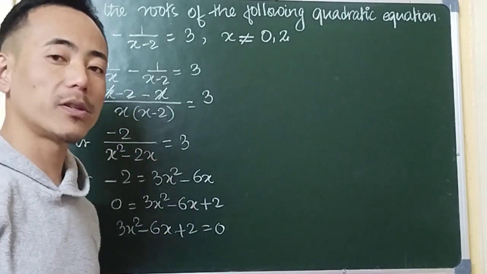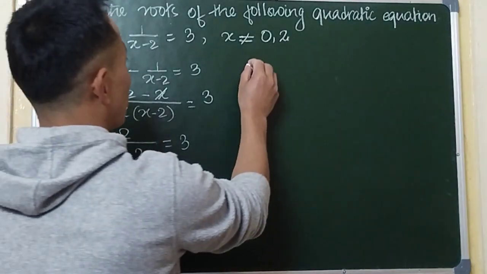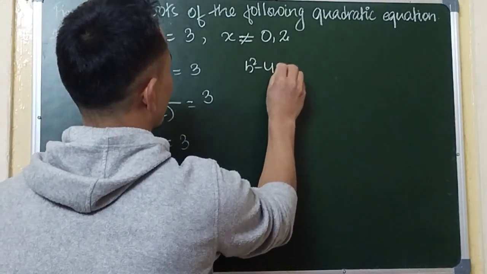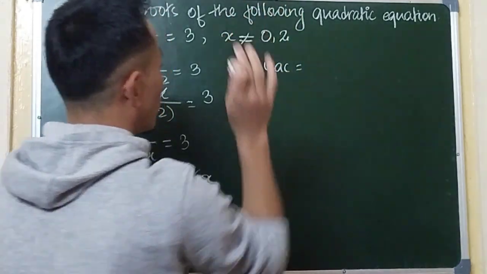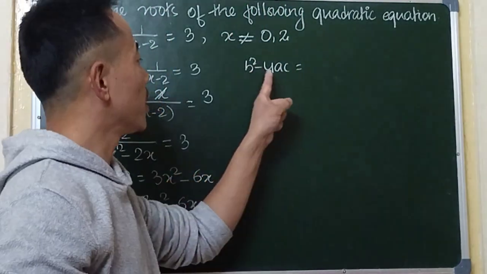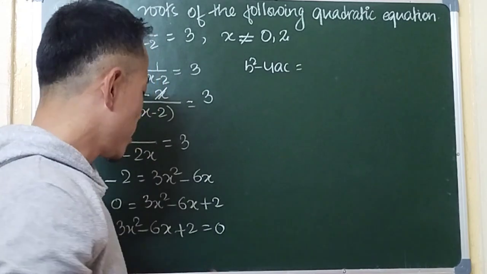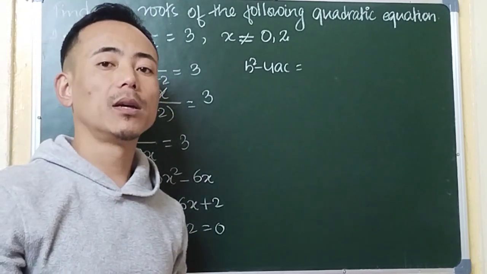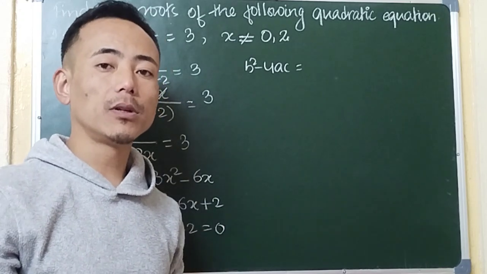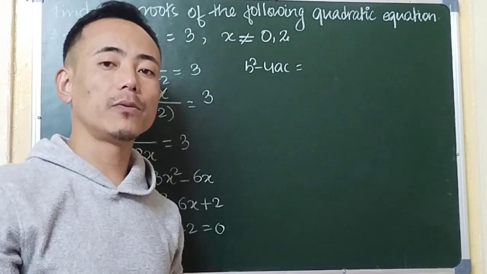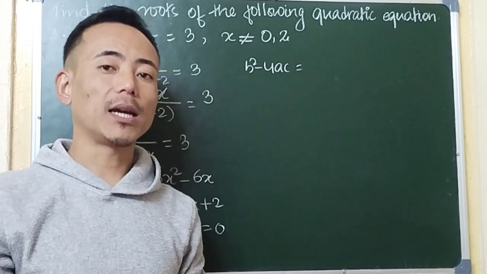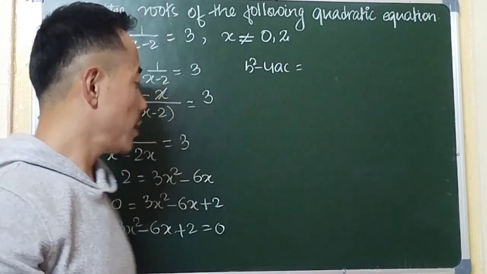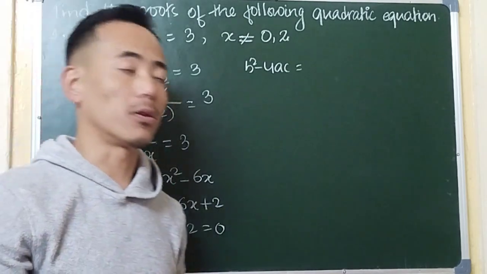Now to check whether this equation will have roots or not, I have taught you this in the previous video, do watch that video. We have to see the discriminant. The discriminant is b square minus 4ac. By checking the value of b square minus 4ac, we can say whether this particular equation will have roots or not. If the value of the discriminant is less than 0, then there is no real root. If it is equal to 0, then the equation will have two equal roots. And if it is greater than 0, then it will have two distinct real roots. So let's see whether this equation will have roots or not.